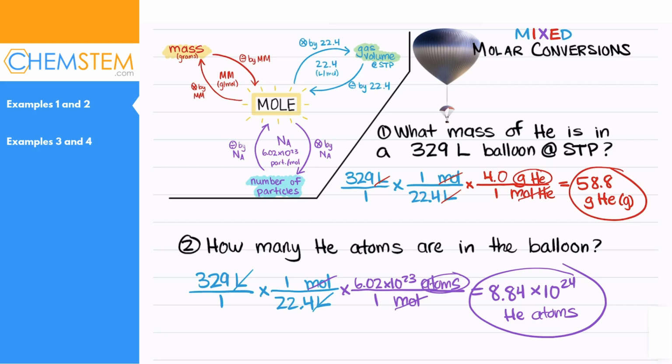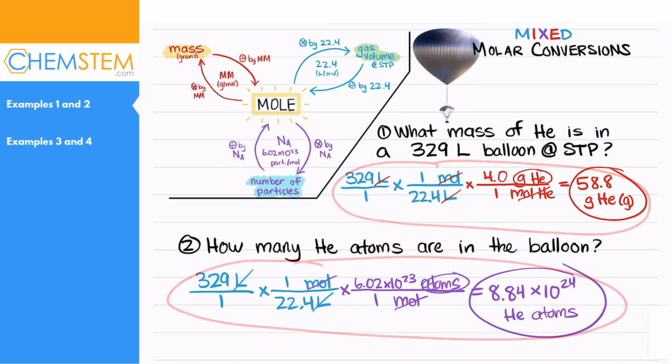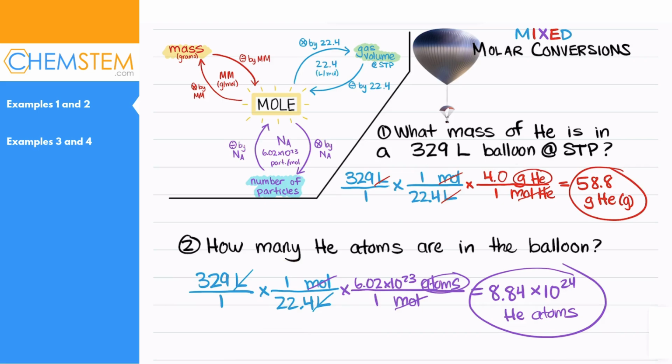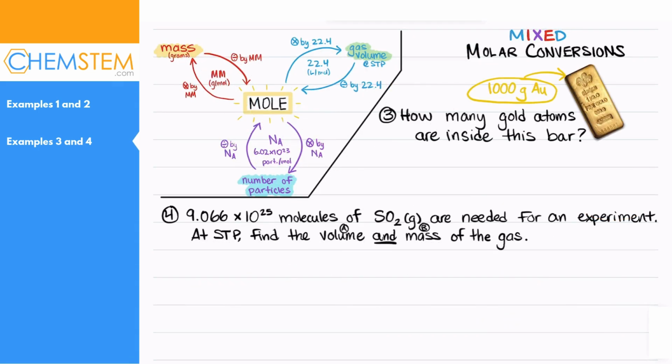So this goes to show that you can start anywhere and get anywhere else as long as you go through the mole. Just make sure you're following the right steps. If you're doing something like homework and you're just trying to get practice into getting the answers, you could use this chart and get them pretty quickly, but make sure that you understand the dimensional analysis that's going on when it comes to doing molar conversions that have more than just one step. Here are some more examples of mixed molar conversions where you have to go through the mole.